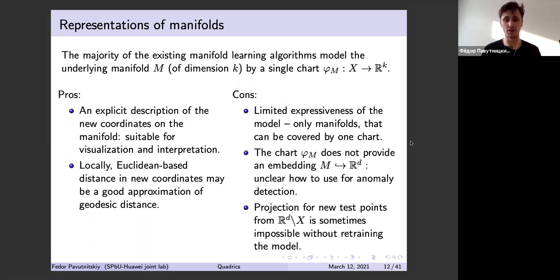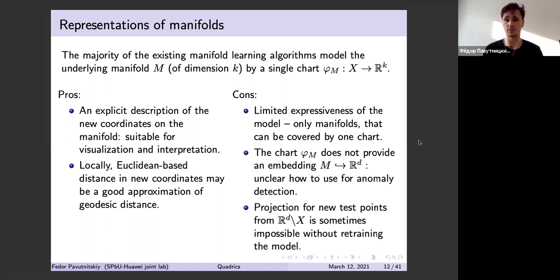And this is about the particular realization of some algorithms. Typically, it is sometimes impossible to project new points onto the manifold. Suppose you have some data set, you fit a manifold to it, and now you have a new point. Even if you know that this point is on the manifold, you want to find new coordinates for this point. Usually it is impossible to do so without retraining the whole model. So you need to find a new manifold that includes this point.